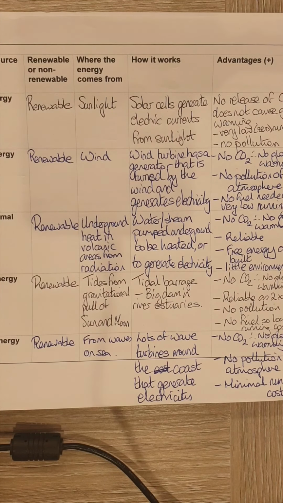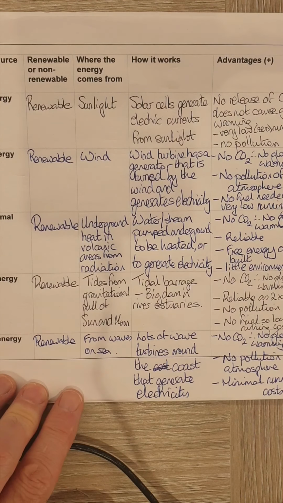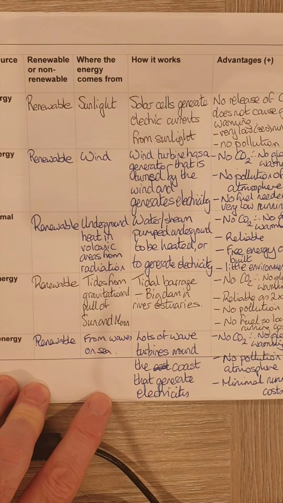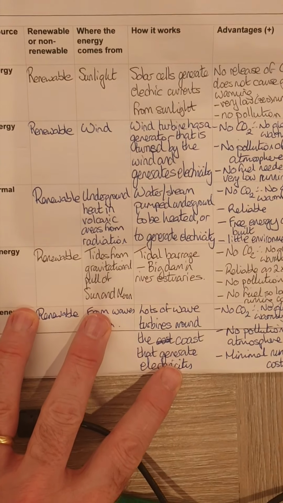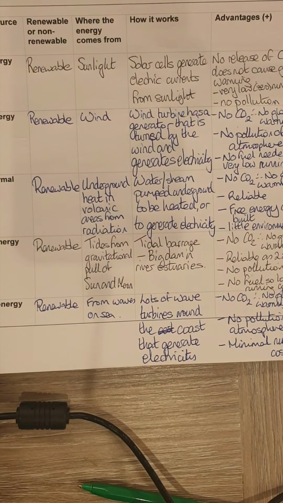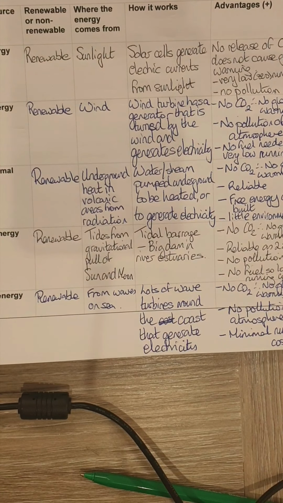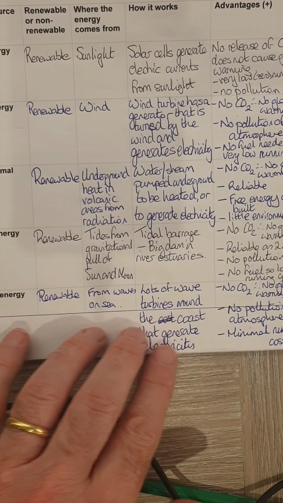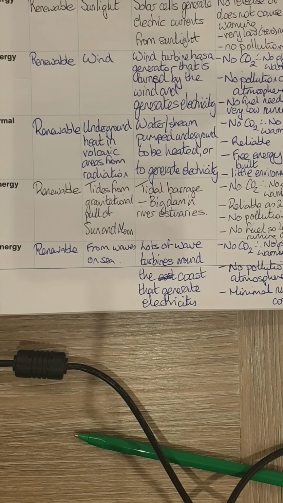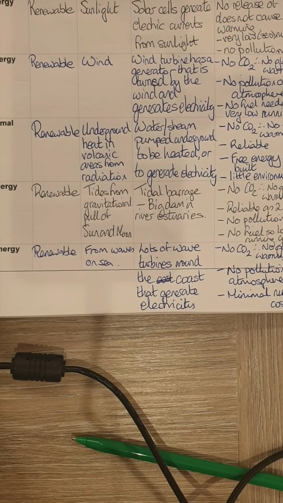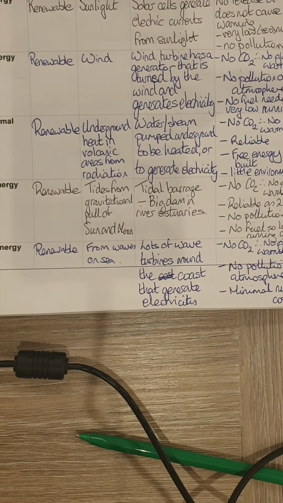The geothermal, this is where there's underground heat, and water or steam is pumped underground to be heated or to generate electricity. The tides are used with what's called a tidal barrage, which is like a big dam that's put in river estuaries, and river estuaries are where rivers meet the sea. And then finally we've got wave energy, and wave energy comes from lots of little wave turbines around the coast that generate electricity.